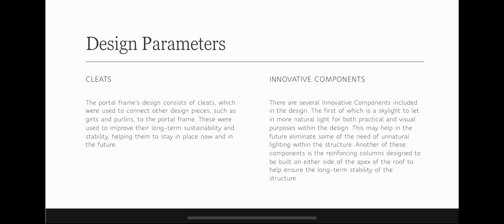The first of which is the skylight to let in more natural light for both practical and visual purposes within the design. This may help in the future eliminate some of the need for artificial lighting within the structure. Another of these components is the reinforcing columns, designed to be built on either side of the apex of the roof to help ensure the long-term stability of the structure.